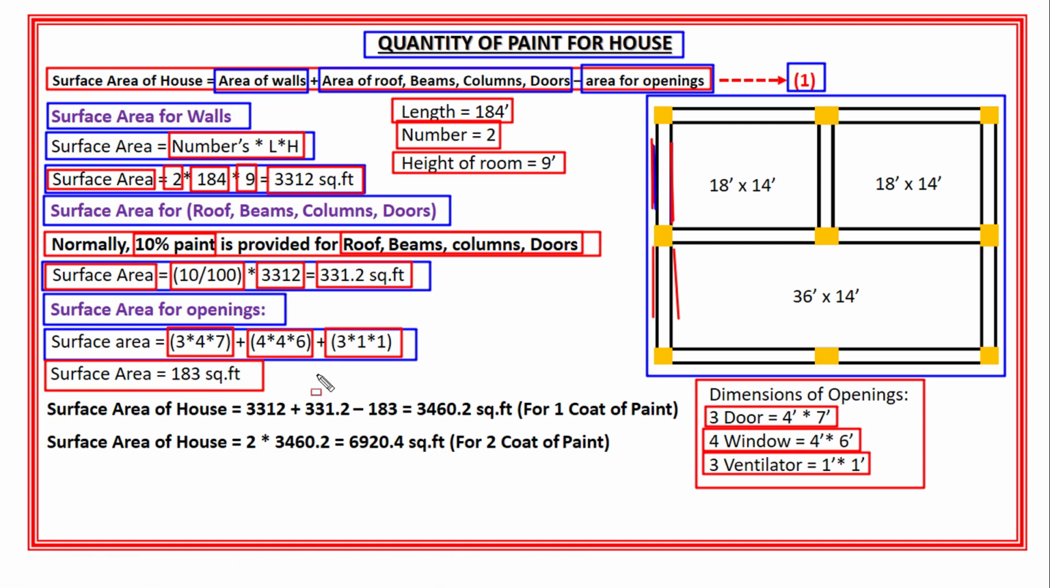So now I have got the surface area of walls, surface area of floors, beams, columns and doors, and also I have got the surface area of openings as well.